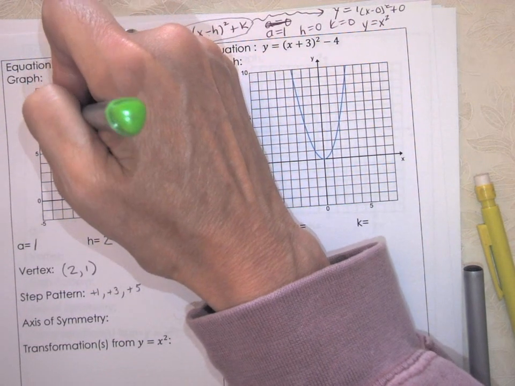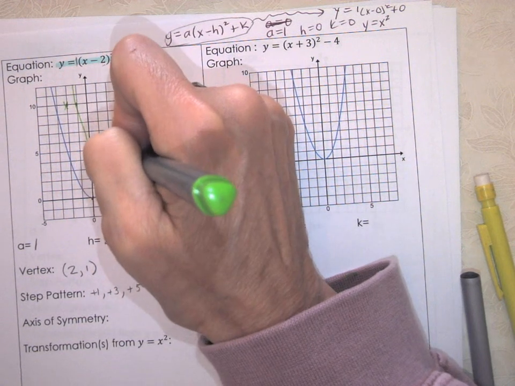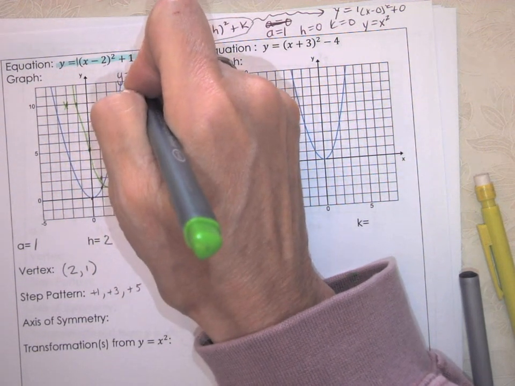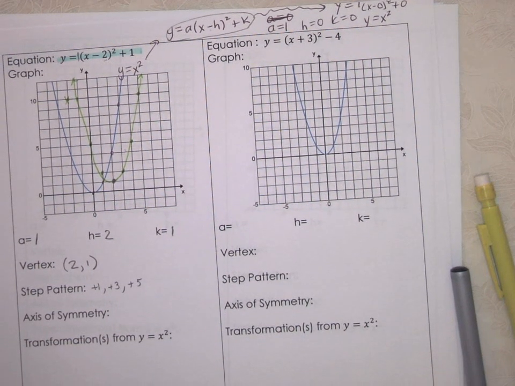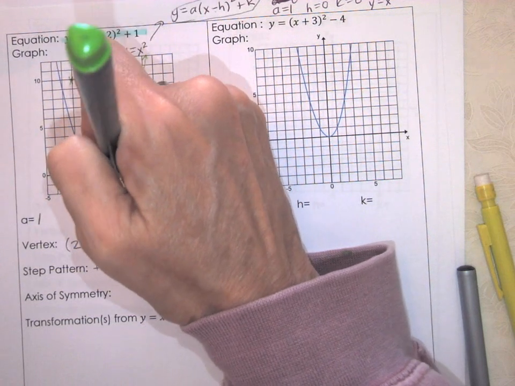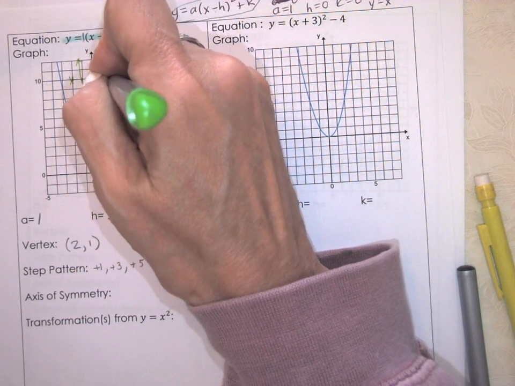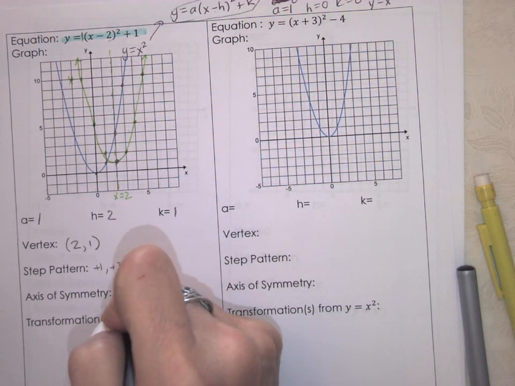Practice drawing in our smooth curve. And this one should have exactly the same shape because the step pattern didn't change from our parent function, but the vertex has changed, okay? And the equation of the axis of symmetry. Our axis of symmetry always goes through the vertex. So our new axis of symmetry is at x equals 2.